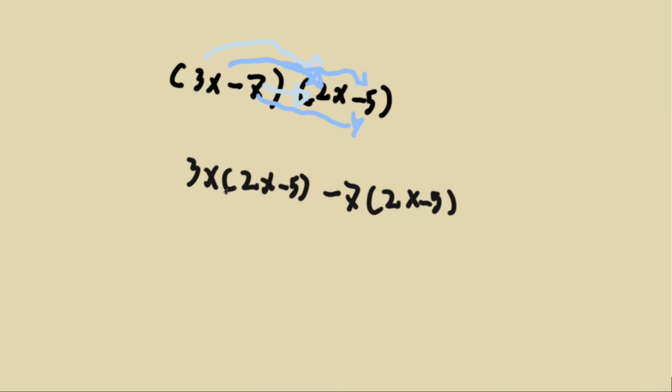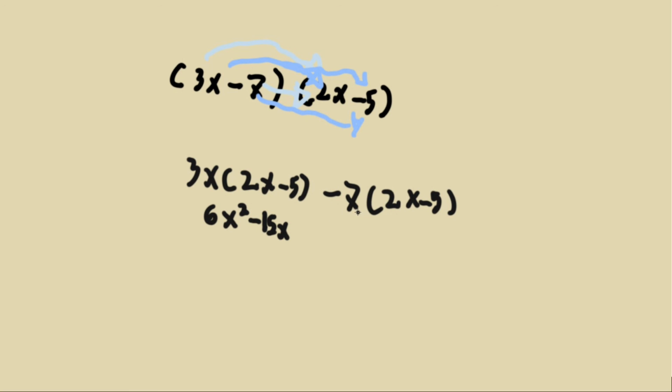All right. So 3x times 2x: 3 times 2 is 6, and we still have to add the exponents. So it's going to be 6x squared because we have the 2. And then 3x times negative 5, we just multiply 3 times negative 5, which is going to be negative 15x.